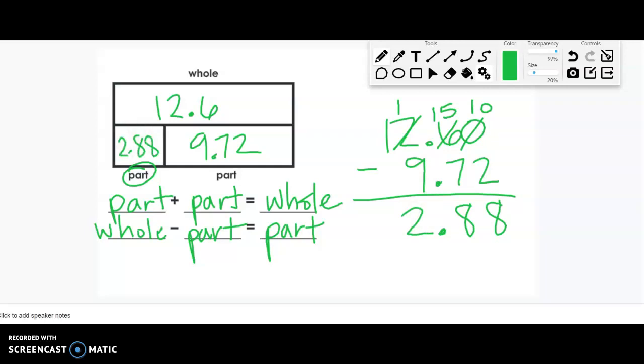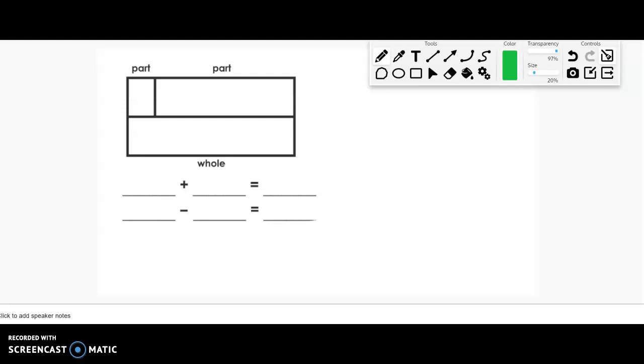So again, two people running a race. Sometimes in some races you add the different scores together to get their whole score. So if I knew their whole time was 12 and 6/10, and one of the races was 9 and 72/100, what was the other race? Well, the other race was 2 and 88/100. Because I know if I take the whole and I subtract a part, I get the other part. That's how it works. We'll do one more.